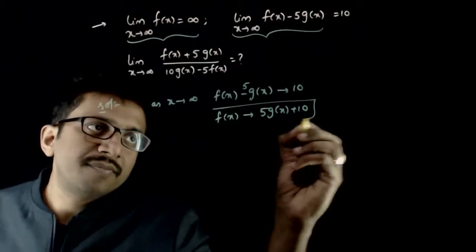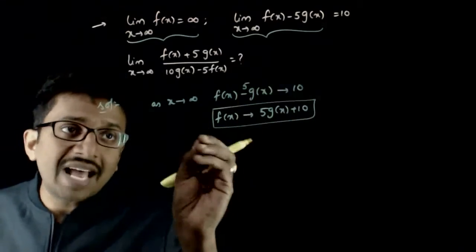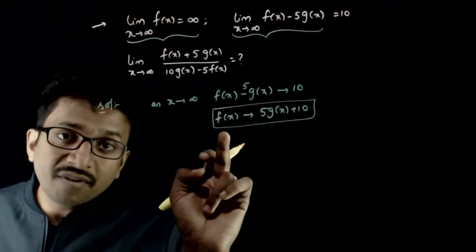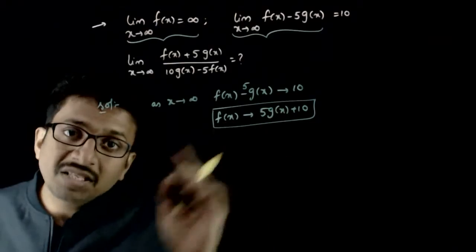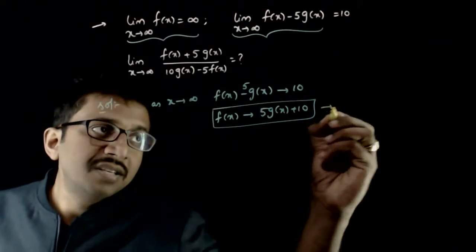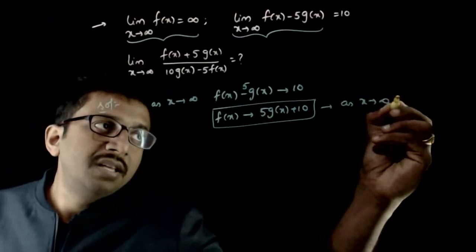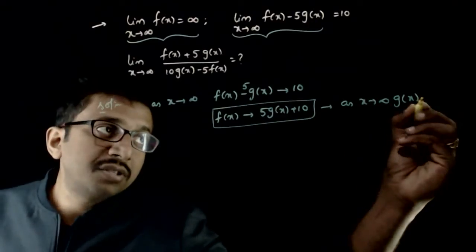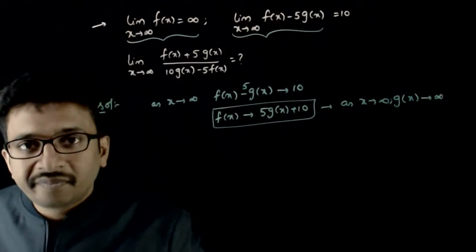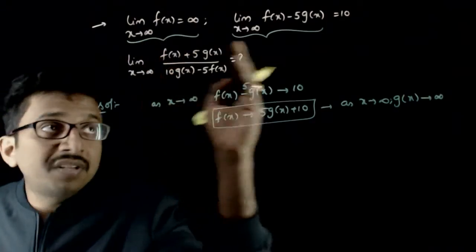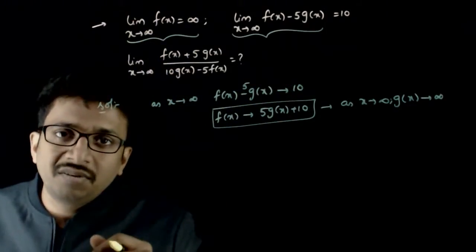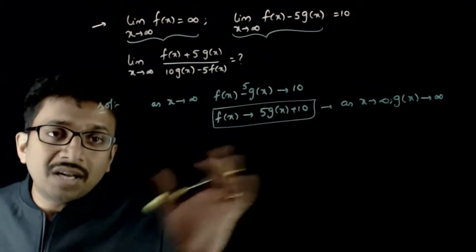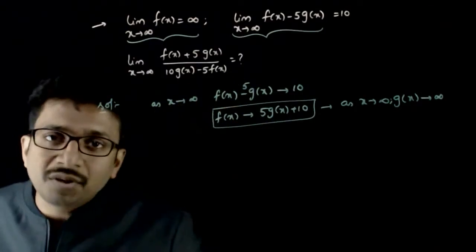Now if we use this, what is the result that I get from this? As x tends to infinity, f of x tends to this. Now, as x tends to infinity, f of x goes to infinity. So 5g of x plus 10 also goes to infinity. That means if 5g of x plus 10 tends to infinity, obviously g of x also tends to infinity. That means, as x tends to infinity, if f of x is going to infinity, g of x has to go to infinity. Then only there is a possibility of getting a finite number on subtraction. So now let us use these two principles in our solution.